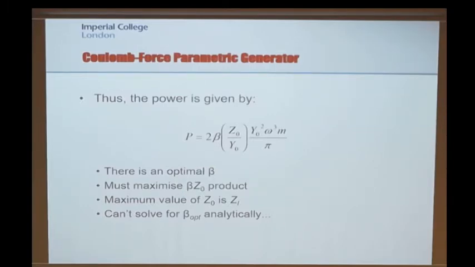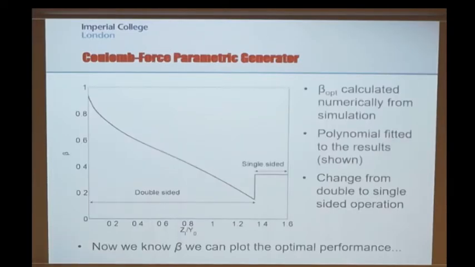Z0, or rather 2 times ZL is the maximum distance the mass is able to move, and the force that we're getting depends on the value of beta. You can't solve, unfortunately, beta analytically here, but you can solve it numerically. And you see here that beta itself is dependent on the relative size of the device to the size of the motion that's powering it, as before.